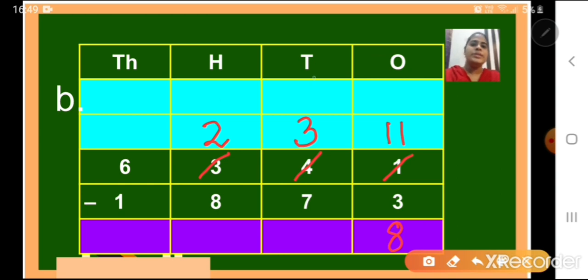100 is equal to 10 tens. I will get here 10 tens plus 3 tens which is 13. I will write here number 13. Now is it possible to subtract? Yes. 13 minus 7. Count everyone after 7. 8, 9, 10, 11, 12, 13. So it is 6. Okay. In hundreds place again 2 minus 8 is not possible.